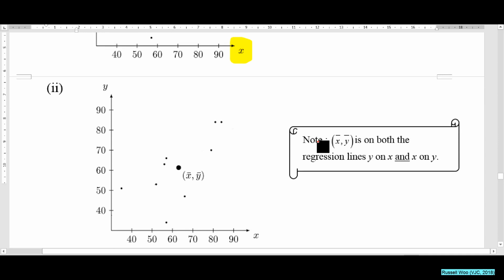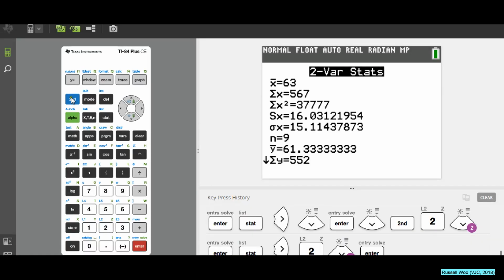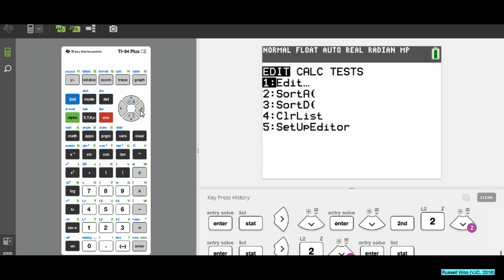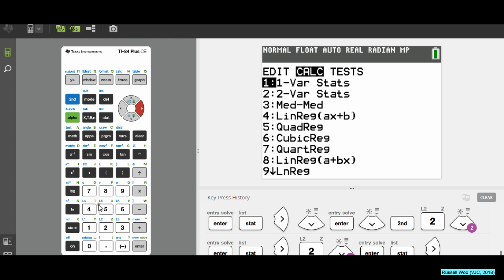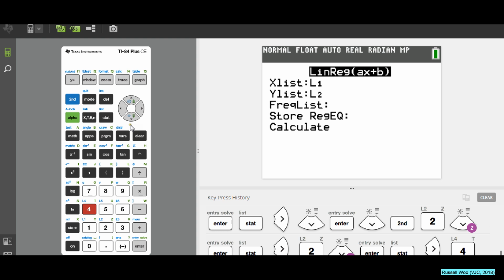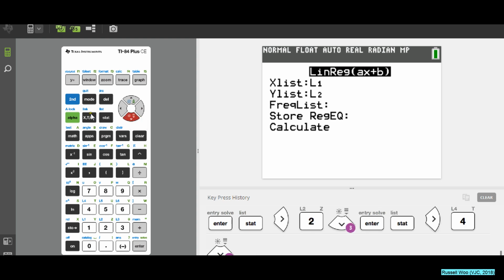Part 3. Find the estimated regression line of Y on X and draw this line on the graph. Now, is the graph drawn for you? Yes. Oh, so good. I'm so kind. Okay, never mind, let's do this. Calculate this one, L1, L2, yes, then you put it into L1, alpha 1, enter.